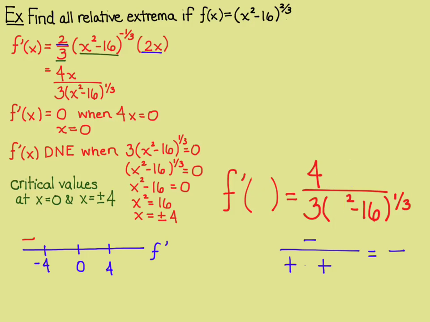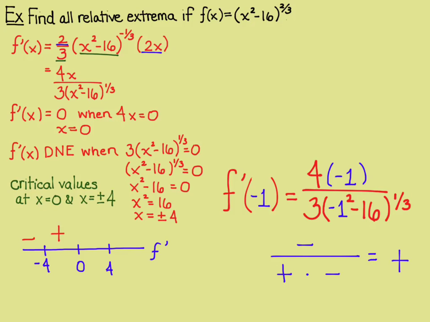Now I'm going to pick my favorite number in the interval from negative 4 to 0, which is negative 1. Notice that the numerator is still negative because 4 times negative 1 is negative. The denominator, however, 3 remains positive, but negative 1 squared is now less than 16. So negative 1 squared minus 16 is going to be negative. And when I raise a negative to a 1/3 power, I get a negative. So I have negative over positive times negative, which is negative over a negative, or positive. So in the interval from negative 4 to 0, I write a plus sign.